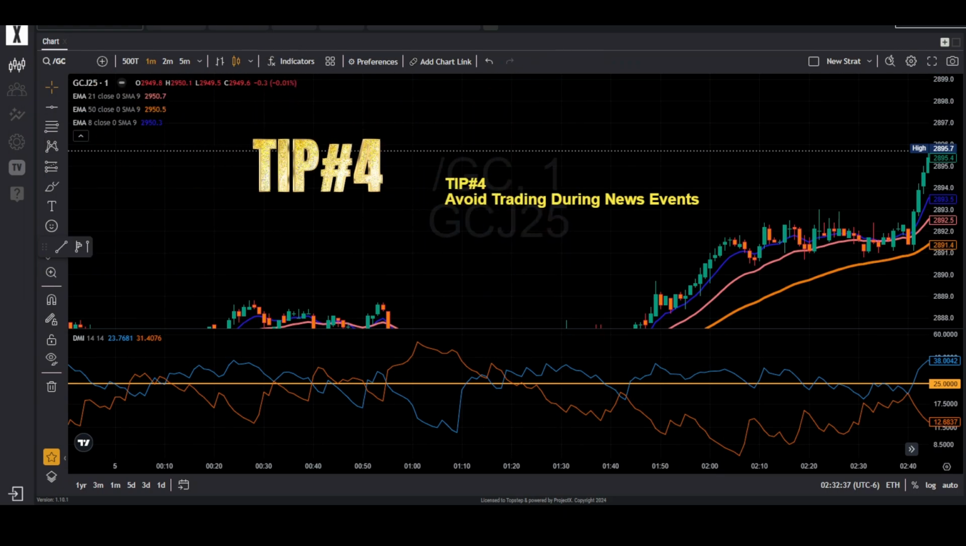Here's tip number 4: avoid trading during news events. Major economic news can cause spikes that hit the stop losses before price moves in the expected direction. So always check the news calendar before taking a trade.